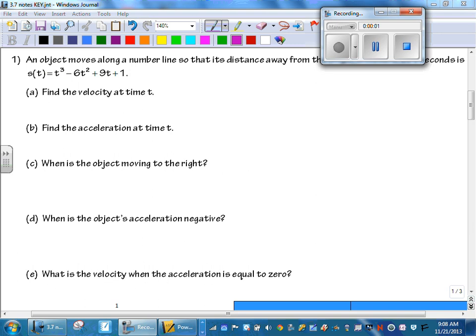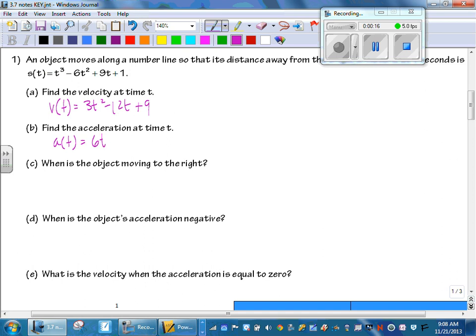Alright, so for number one, we're trying to find the velocity in part A. Remember, velocity is just the derivative of position, so we get 3t squared minus 12t plus 9. And acceleration is the derivative of velocity, so we get 6t minus 12.